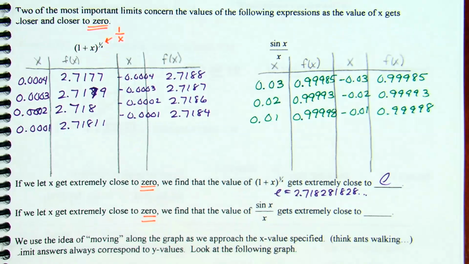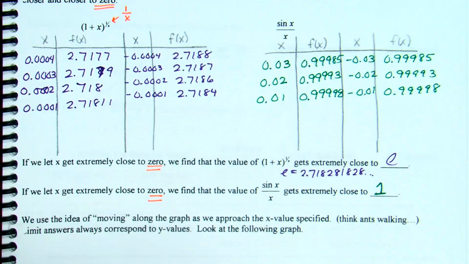You will notice down there it says we use the idea of moving along the graph as we approach the x value specified. Think ants walking. Limit answers always correspond to y values, and then it says look at the following graph, which we'll go to the back side. Okay, so let's look at some of these graphs and make sure you guys understand how limits work.